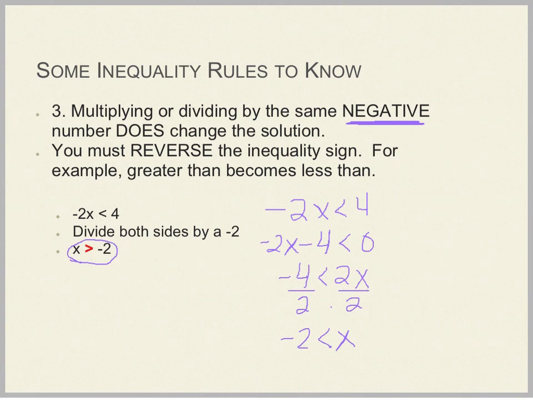And we can see that x is greater than negative 2 is the same as negative 2 is less than x. We can rewrite this as x's are greater than negative 2. Notice the inequality sign always points towards the same item in that inequality.